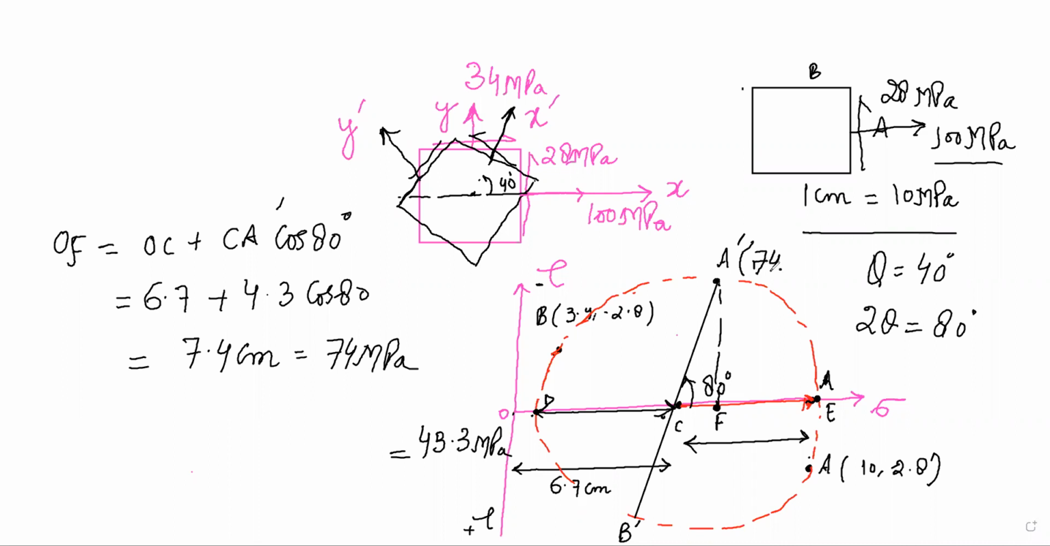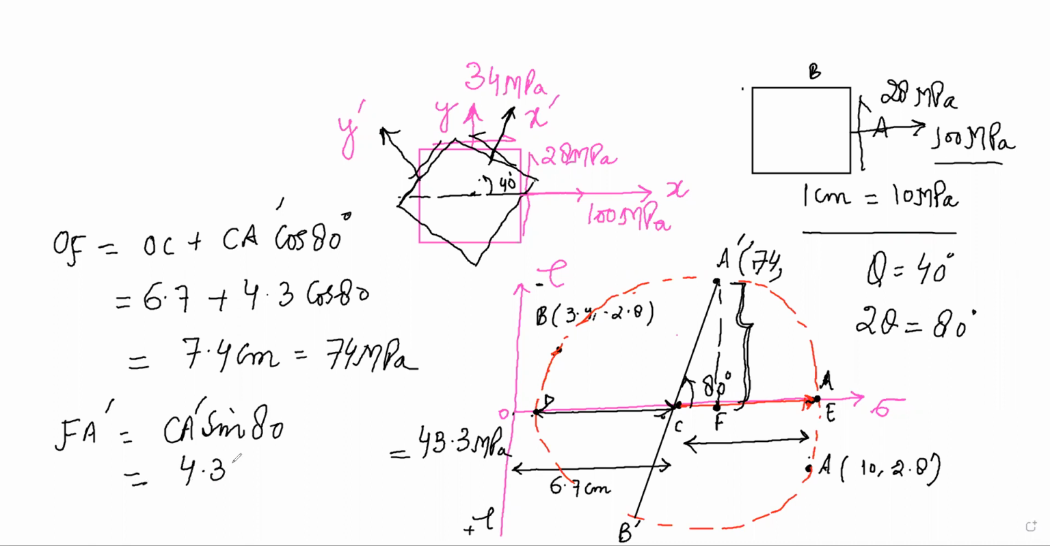74 megapascal. Okay. Now we will calculate this distance. How much will this distance give us? This will give us the distance of shear stress, because we are measuring the distance along the shear axis now. Okay? That will be equal to how much? I will write FA prime will be equal to CA prime sin 80.